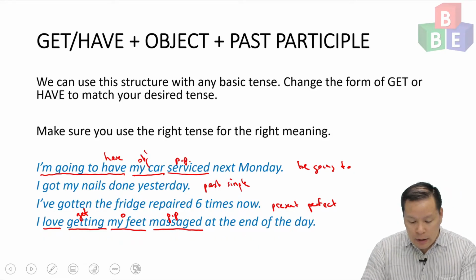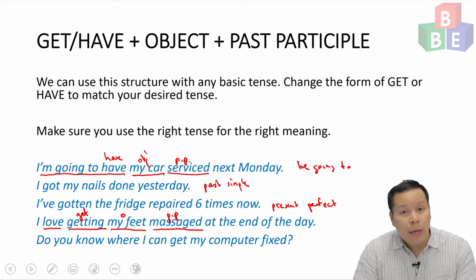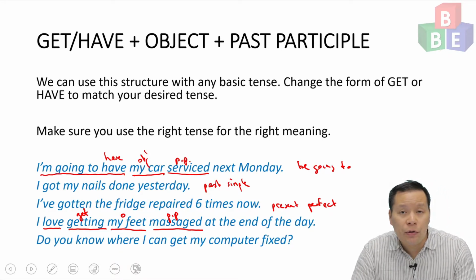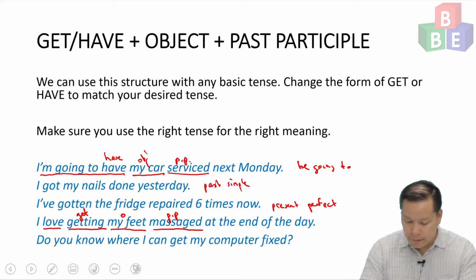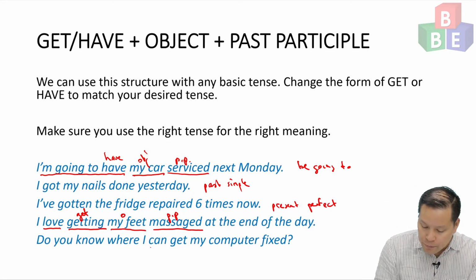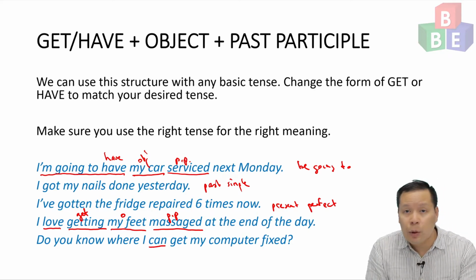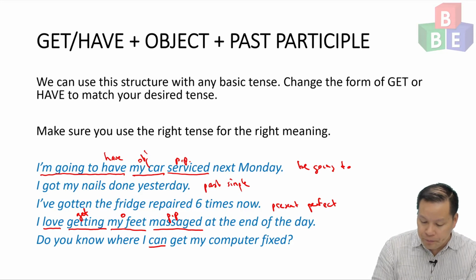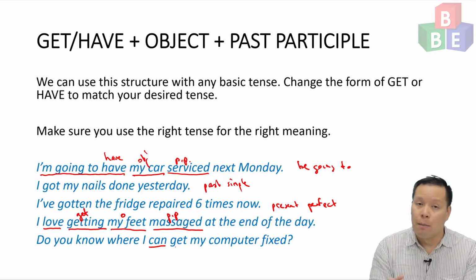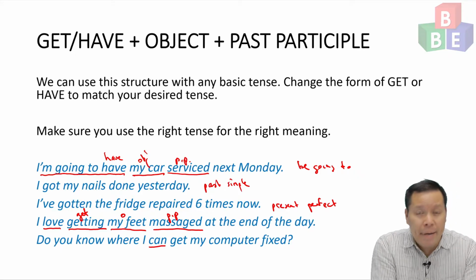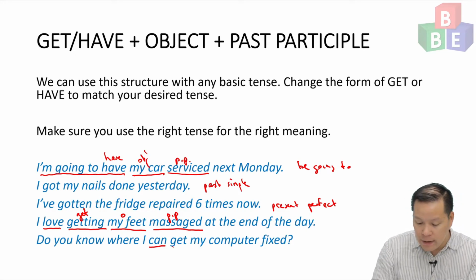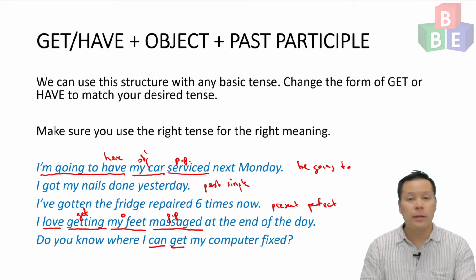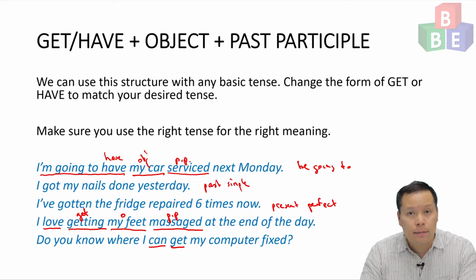In the last example, do you know where I can get my computer fixed? So here I'm using a question form, but I'm also using this structure with a modal verb. Okay, so here's the modal verb here. We can use this structure with other modal verbs. So must, can, should, will, etc. And then we know that it's a modal verb followed by a base verb, that is the infinitive without to. So can get or can have my computer fixed.